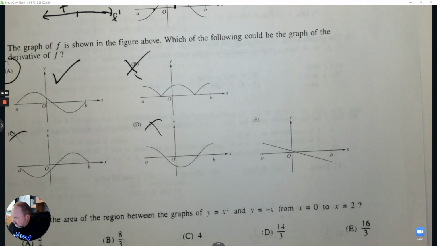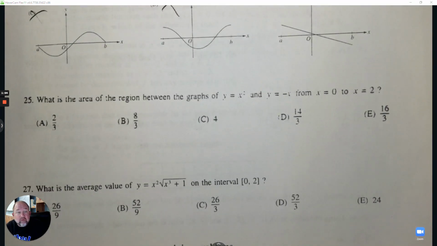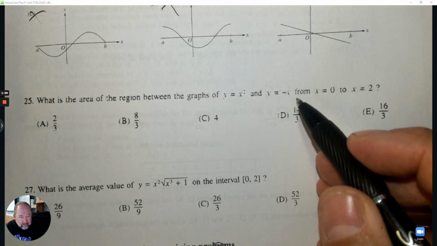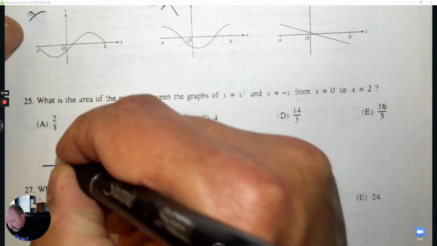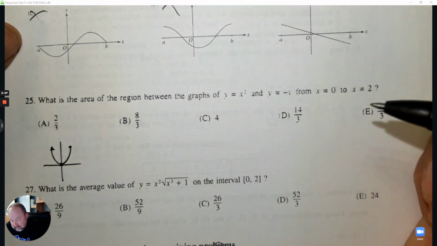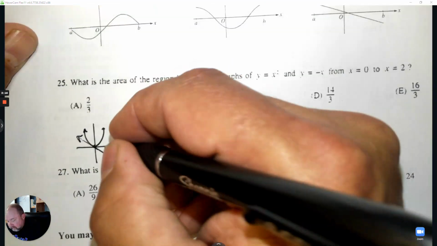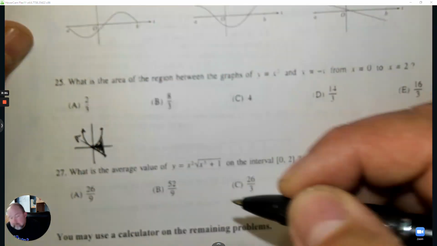Number 25. It says, what is the area between the graphs of y equals x squared and y equals negative x, from 0 to 2. So y equals x squared, and then y equals negative x, and it goes from 0 to 2. That area.